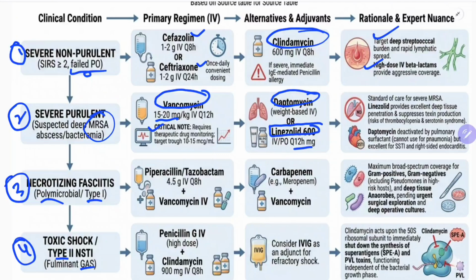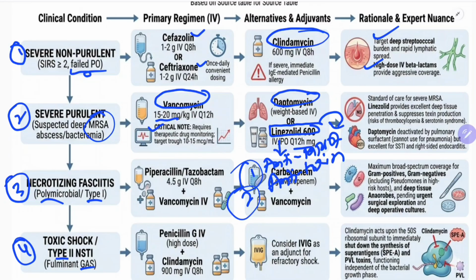So vancomycin or linezolid. One important thing about linezolid is it is anti-MRSA, and it also has antitoxin property. That's why if you use linezolid, then no need of using clindamycin, because linezolid has both properties. So why are we using this one? We need to cover MRSA. Linezolid provides excellent deep tissue penetration and suppresses toxin production, so it can cover both.